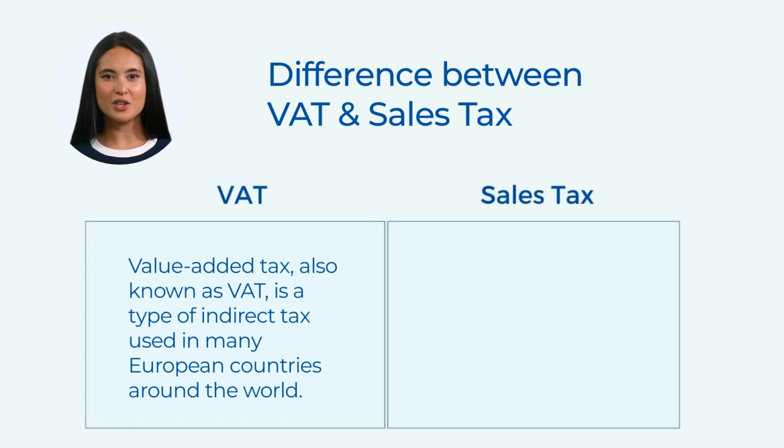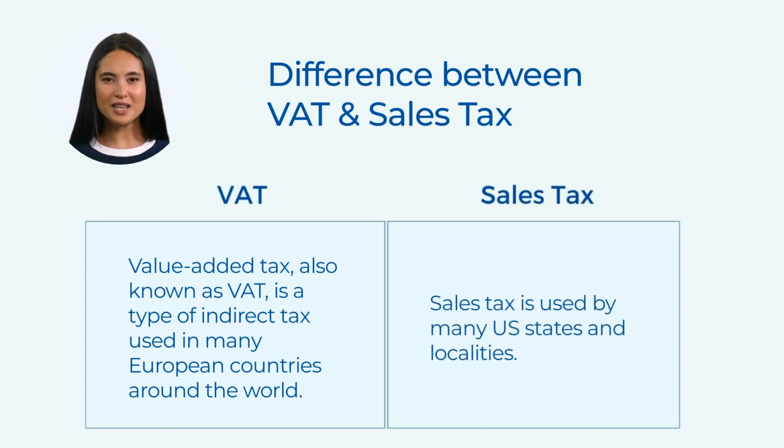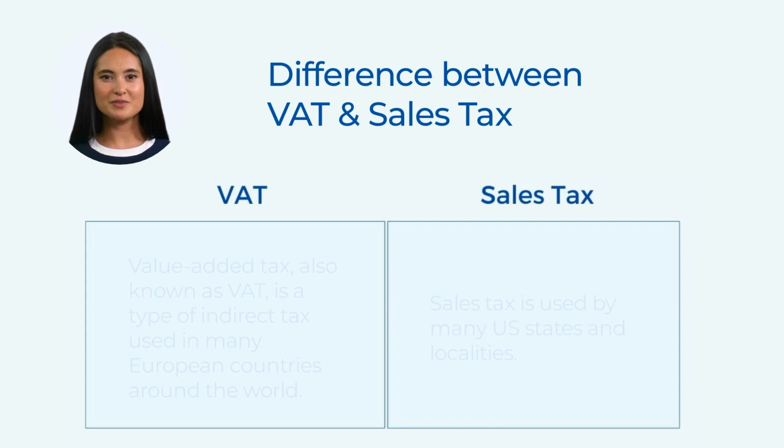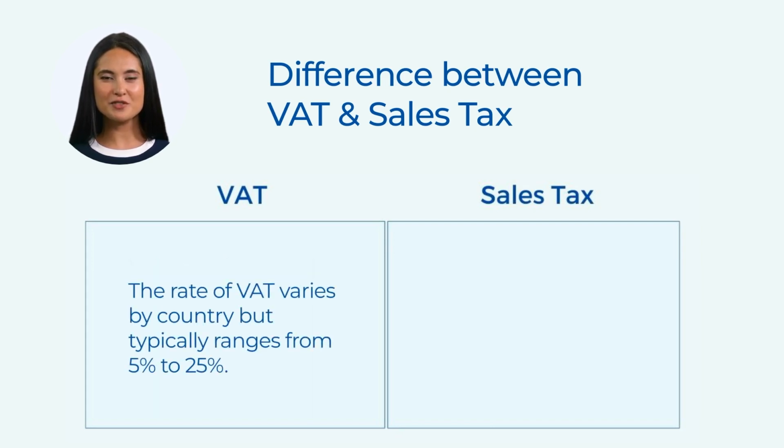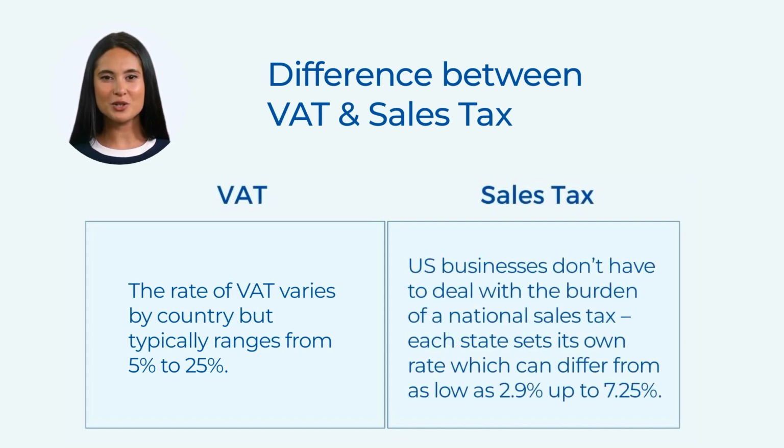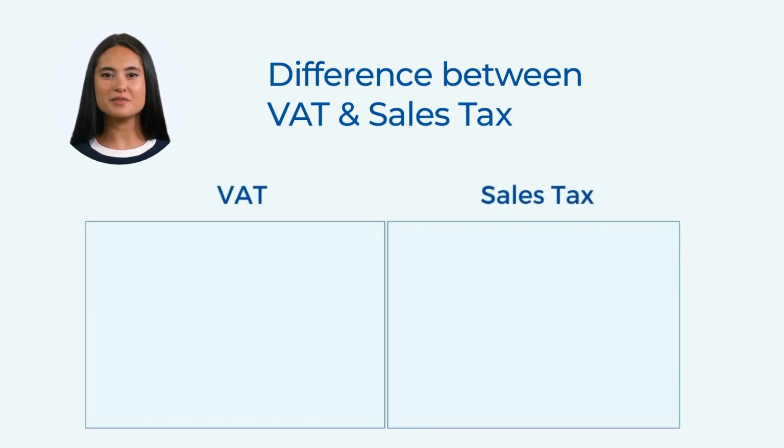Value-added tax, also known as VAT, is a type of indirect tax used in many European countries around the world. Sales tax is used by many U.S. states and localities. The rate of VAT varies by country, but typically ranges from 5% to 25%. U.S. businesses don't have to deal with the burden of a national sales tax. Each state sets its own rate, which can differ from as low as 2.9% up to 7.25%.